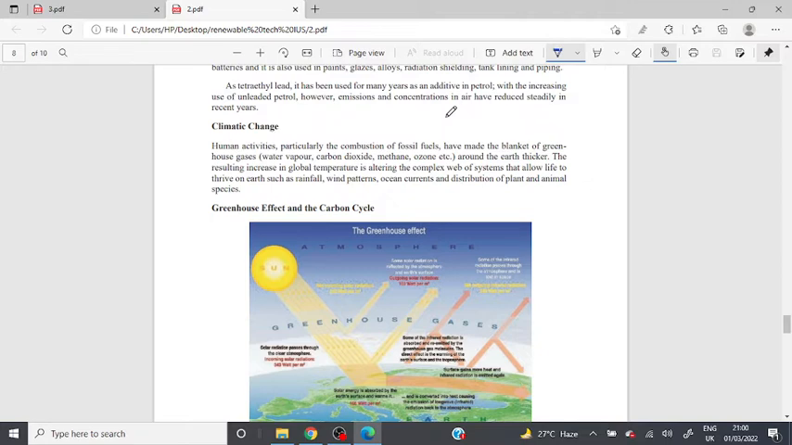The resulting increase in global temperature is altering the complex web of systems that allow life to thrive on Earth, such as rainfall, wind patterns, ocean currents, and distribution of plant and animal species. See, when the environment is changing, when the temperature is going up by even half a degree or 1 degree, with that change comes a change of the local species biodiversity, which in turn has an effect on what humans are doing.